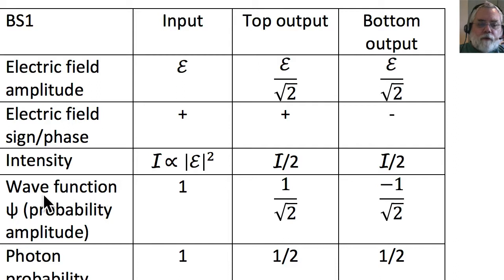For the wave function psi, or the probability amplitude, we'll take it as being 1 in the input, meaning there was a photon there, probability 1, 100%. But for the top output and the bottom output paths, that wave function is going to get multiplied by 1 over square root 2. And the sign is going to be inverted going from the input to the bottom output.